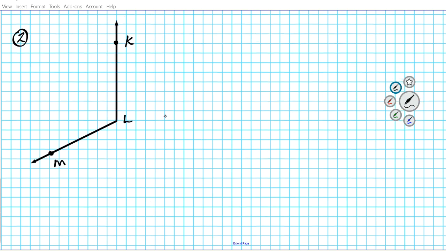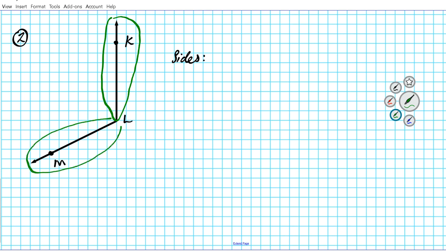Alright, so for question number 2, let's consider angle KLM. Alright, so the instructions are the same. We're to identify the sides and the vertex. Let's start with the sides. Do you see the sides of angle KLM? Well, it's the 2 rays that intersect at a common point in the creation of the angle. Alright, so this ray right here, that's the first side, and then this ray right here, that is the second side. Okay, and then there goes your angle right there.